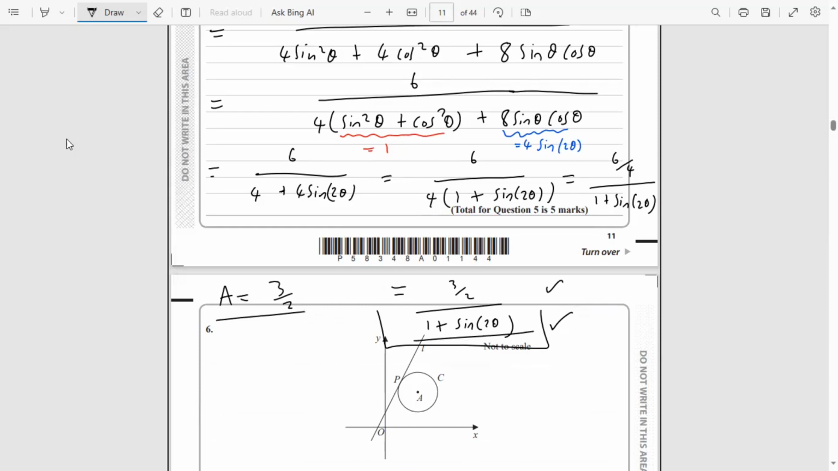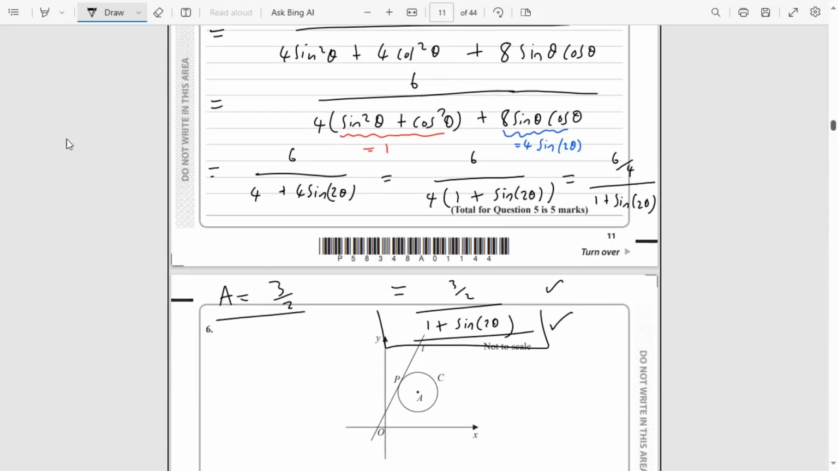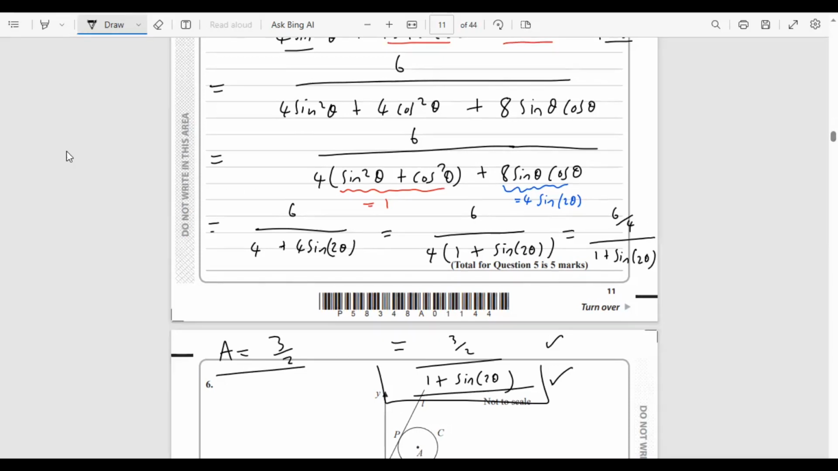So hopefully that will make sense. So with these questions, sometimes you just got to use a bit of trig identities to simplify our final result to get the result that they want in the question. So that's how we would do that question.